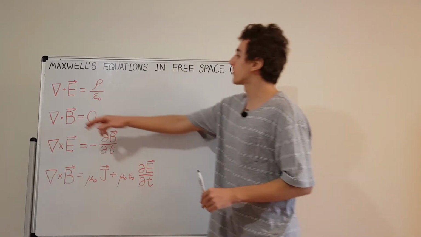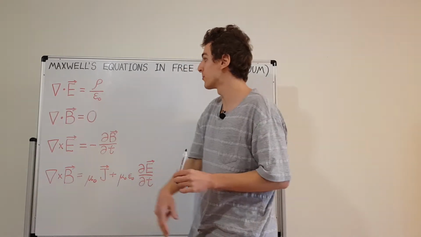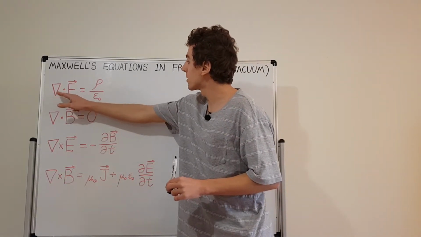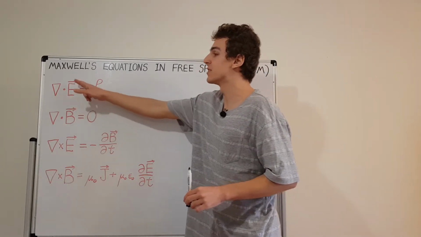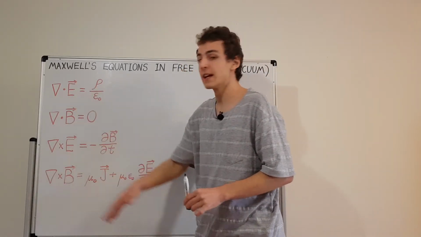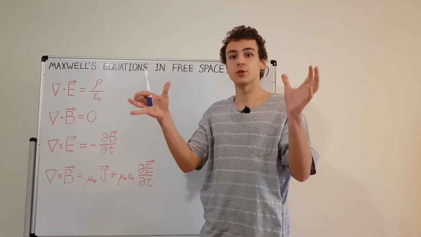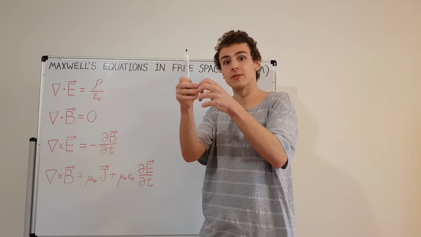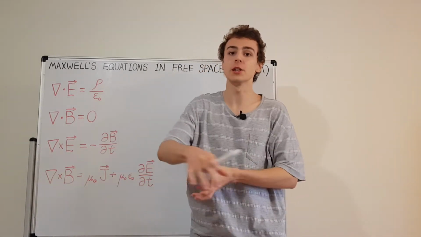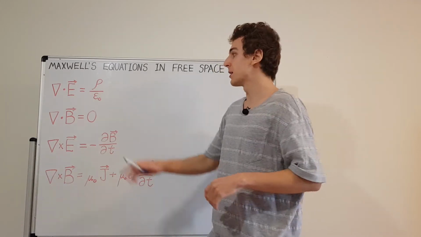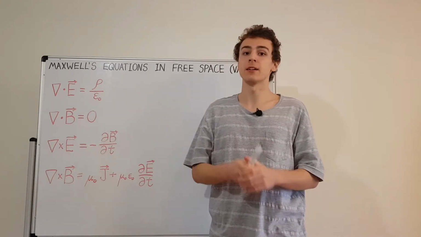And you can see we've got these little del operators. They're sometimes called nabla, this upside down triangle. And here we've got the dot product with the del operator. Here we've got the cross product. When you have the dot product, that's divergence. When you have the cross product, that's curl. So divergence is describing how something emanates from a source or goes into some kind of sink. And curl is talking about rotation or some kind of circulation in a vector field. Now this E represents the electric field, and this B represents the magnetic field.